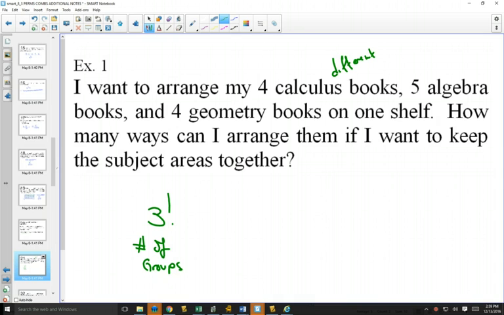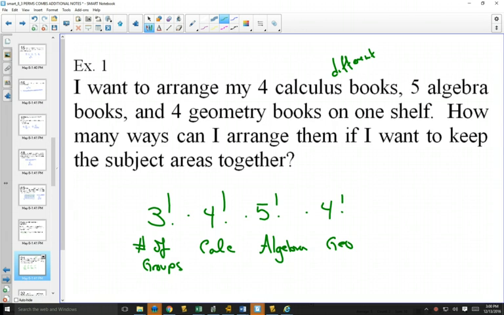Then I would multiply by 4 factorial, because that's my calculus books, 5 factorial for my algebra books, and then another 4 factorial for my geometry books. Basically, it's kind of like a fundamental counting principle.